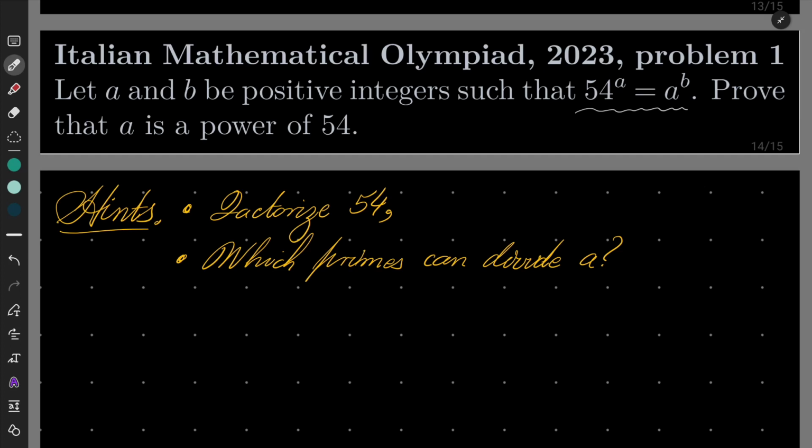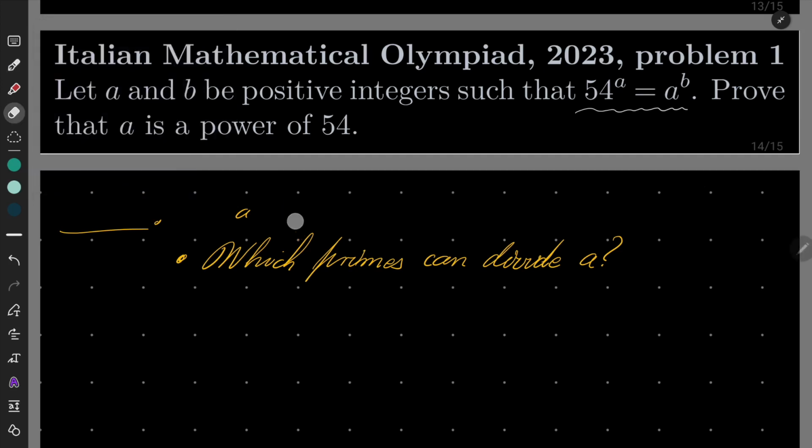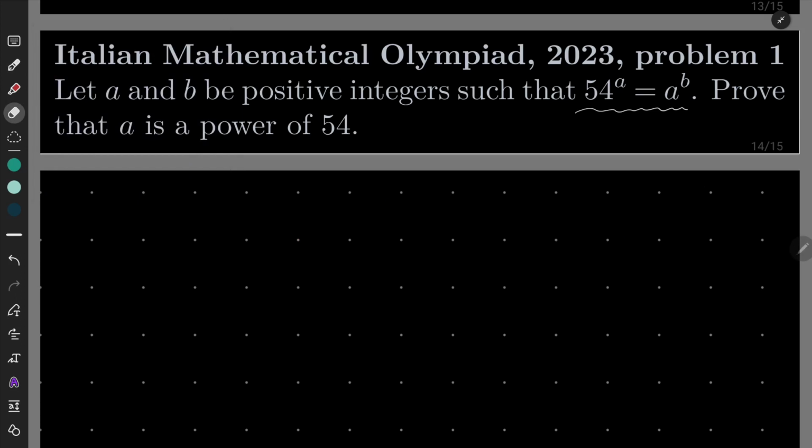So my hints for this problem: first of all, factorize 54, and then think about which primes can appear in the factorization of a. In other words, which primes can divide a. And that should be sufficient. We'll give this problem a try and I will see you in a moment. Okay, so I hope that you've managed to solve it.